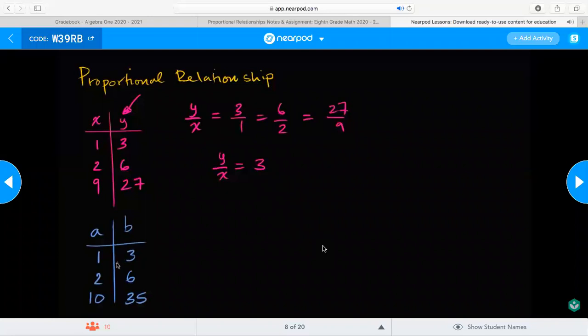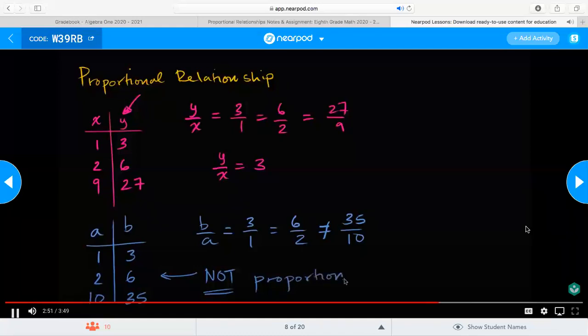So here, you might say, oh, look, when A is 1, B is 3, so the ratio B to A is 3 to 1. And that's also the case when A is 2, B is 6, so it's 6 to 2. So these ratios seem to be the same, they're both 3. But then all of a sudden the ratio is different right over here. This is not equal to 35 over 10. So this is not a proportional relationship. In order to be proportional, the ratio between the two variables always has to be the same. So this right over here is not proportional.